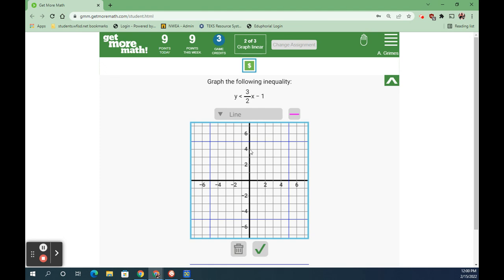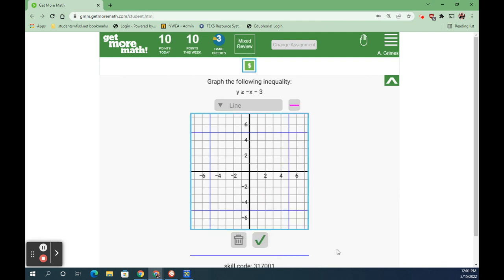Okay. 0, -1. Let's go through this. The slope is 3/2. It goes up 3. 1, 2, 3. Right 2. Solid or dash? Click here. Change it to dashed. Now, where are we shading? Click here. You got to shade. Below. That's it. Questions here on how to do these?